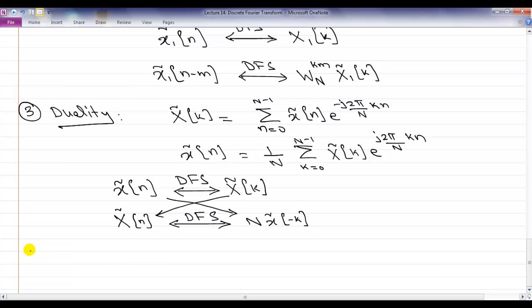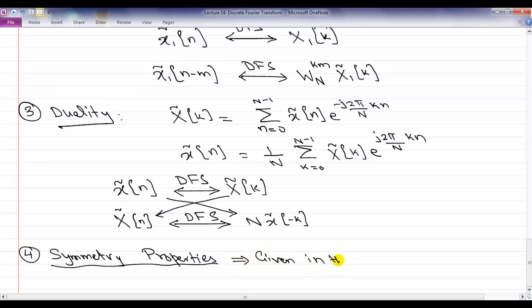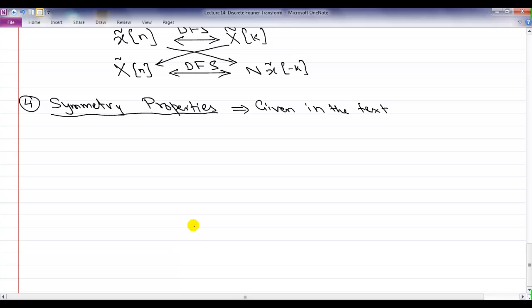There are other symmetry properties which are listed. They don't teach us anything terribly new, so I won't spend any time on that. They are given in the text. Perhaps the most important property of the discrete Fourier series is that of periodic convolution, and we'll spend some time on that.